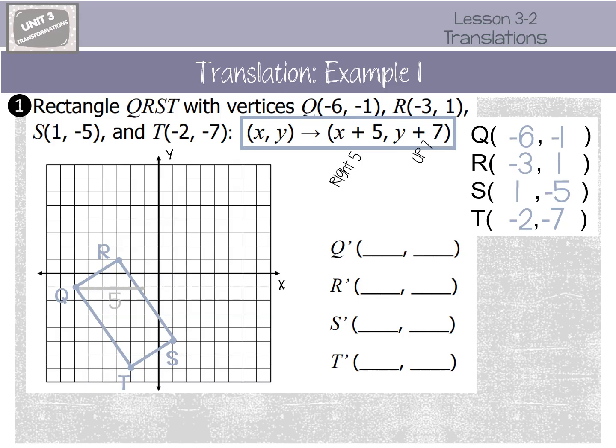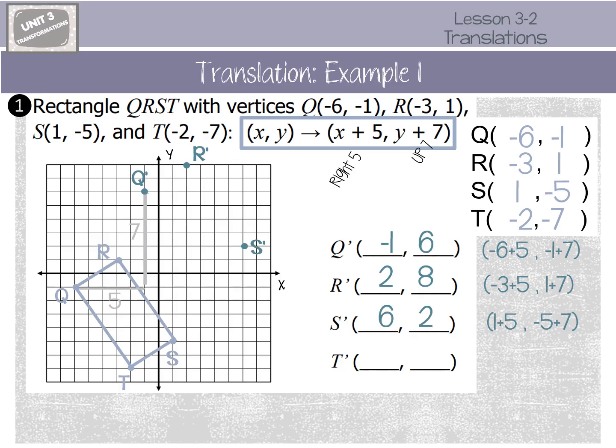We are going right 5, up 7. We can add 5 and add 7. Add 5 to the x, add 7 to the y. I have that work off to the right. Or you can use arrows like I did. Q prime is at -1, 6. Add 5 to the x, add 7 to the y. R prime's at 2, 8. Add 5 to the x, add 7 to the y. S prime is at the point 6, 2. Add 5 to the x and 7 to the y. T prime is at the point 3, 0.